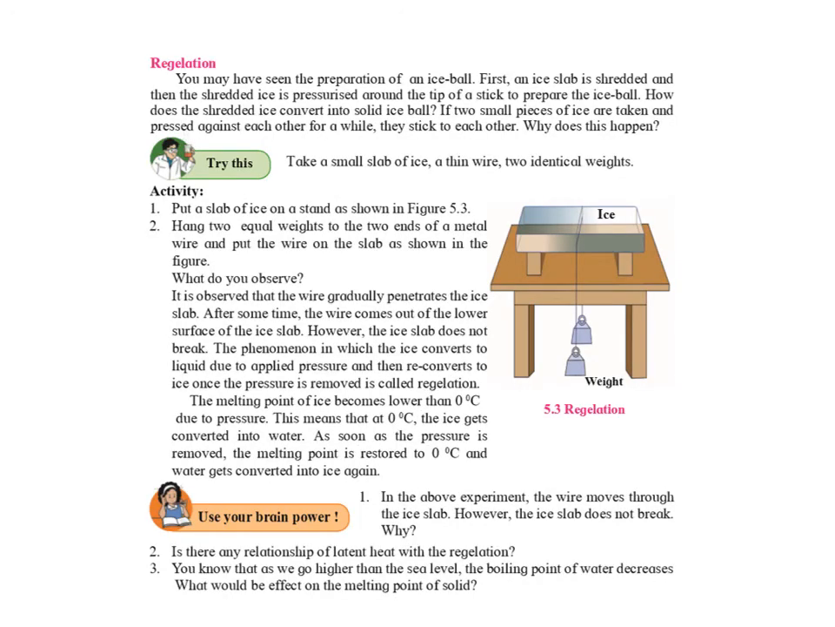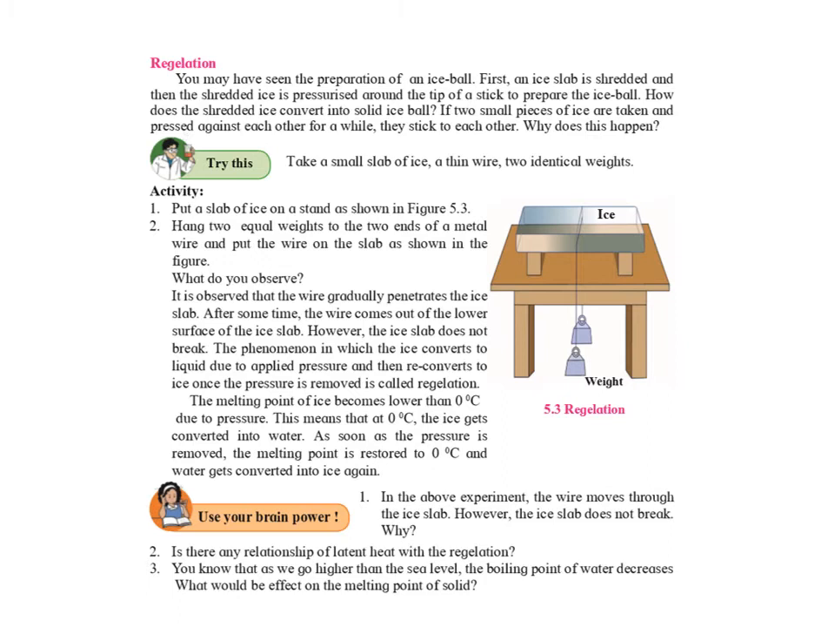Regelation. It can be pronounced as regulation also. You may have seen the preparation of an ice ball, what we normally call in Hindi as gola, ice gola. First, an ice slab is shredded and then the shredded ice is pressurized around the tip of a stick to prepare the ice ball or the ice gola. How does the shredded ice, meaning small pieces of ice, convert into a solid ice ball?